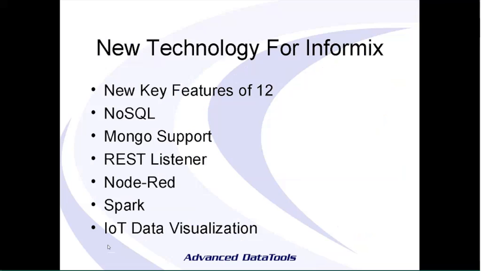Some of the key features that we have found that are really new, for one, it's the NoSQL support. We'll talk about this quite a bit today, which also involves connection to the Mongo API. It includes the fact that it now has a REST listener. The Node-RED support, which Node-RED is a separate product, but ties in. We're also going to talk a little bit today about Spark and IoT data visualization, which are brand new initiatives by IBM. Spark not being a new product, but it's something where IBM is now working with it.